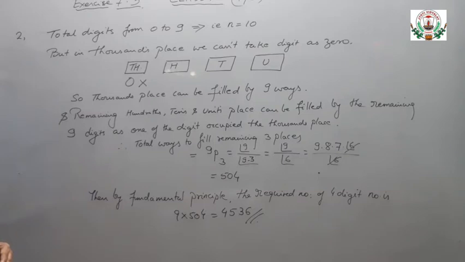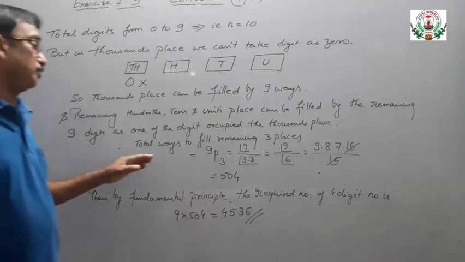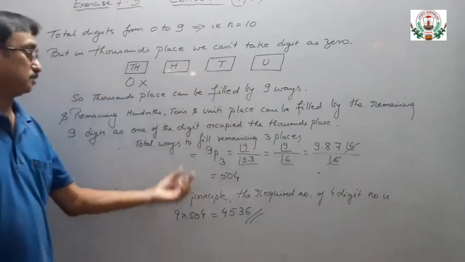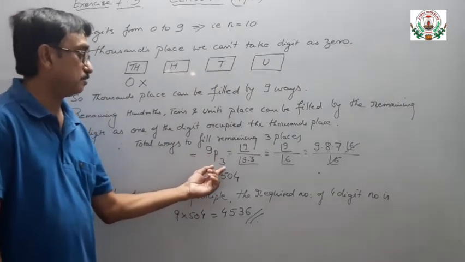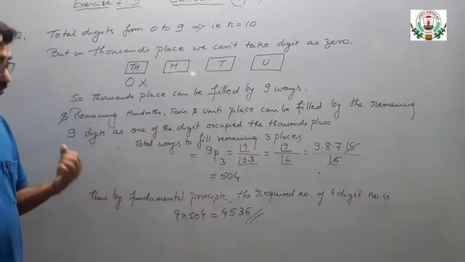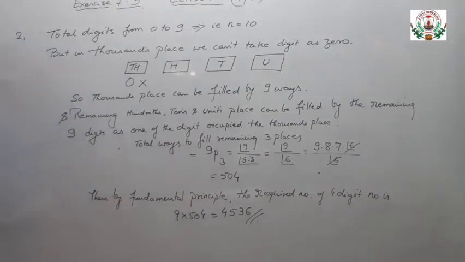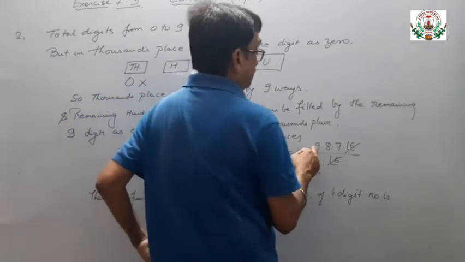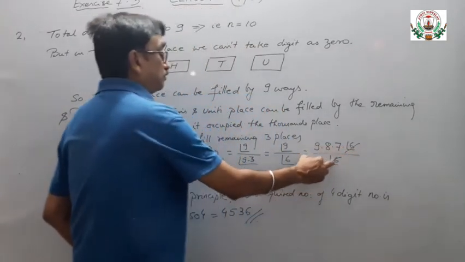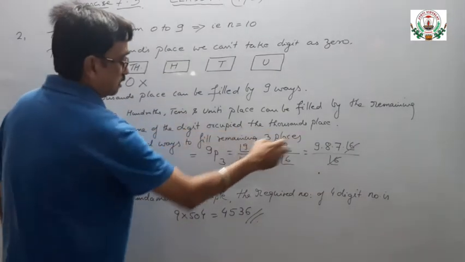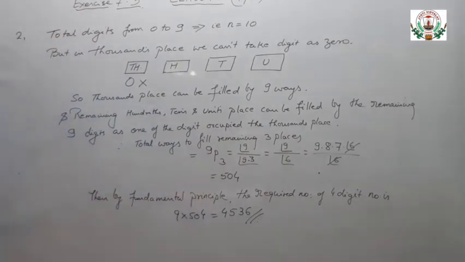9 digits and the places are 3, and no digit is to be repeated. So the number of ways of filling the remaining hundreds, tens and unit place will be 9P3, which is factorial 9 upon factorial 9 minus 3, as nPr equals factorial n upon factorial n minus r. So factorial 9 upon factorial 6, that becomes 9 into 8 into 7 into factorial 6 upon factorial 6, that can be cancelled out. So 9 into 8 into 7 we get 504.